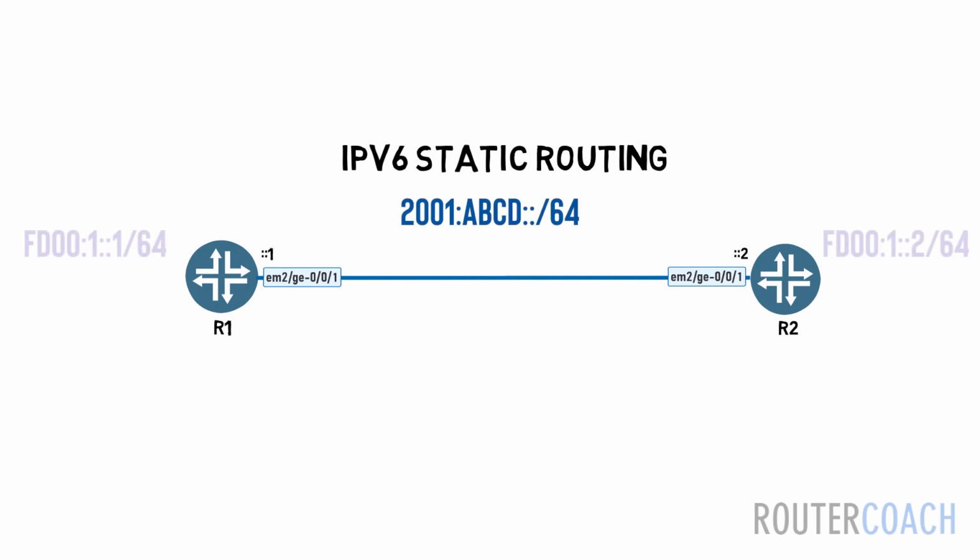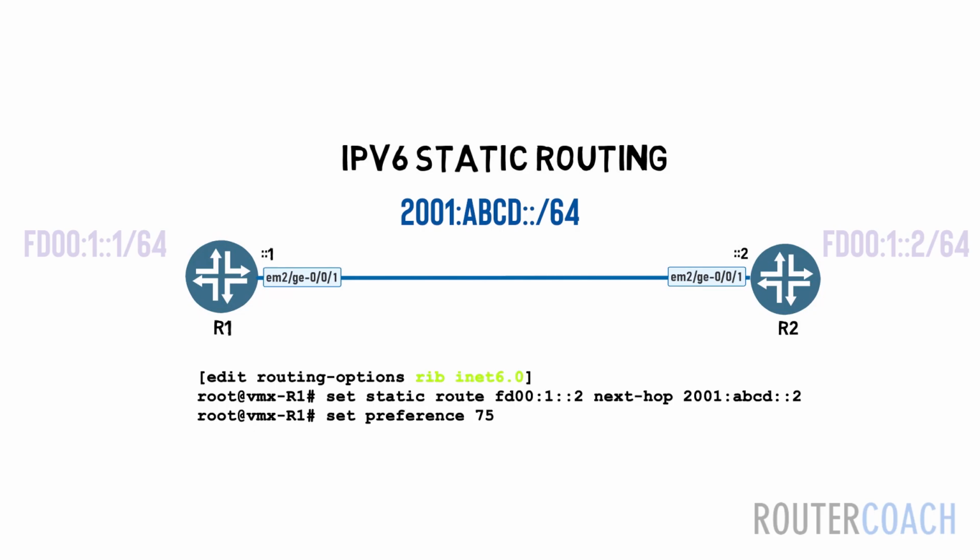Now we can still configure additional options like the static route preference and qualified next hop, but the main thing to remember is that IP version 6 static routes must be configured in the INET 6 RIB, which is the IP version 6 routing table, rather than the default INET 0 RIB, which is for IP version 4.